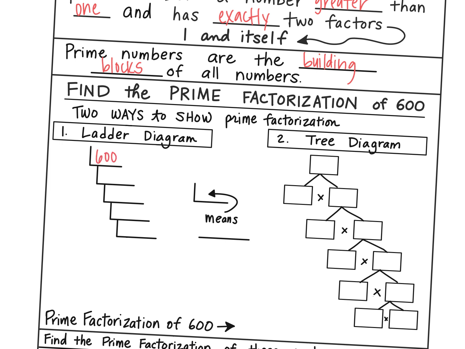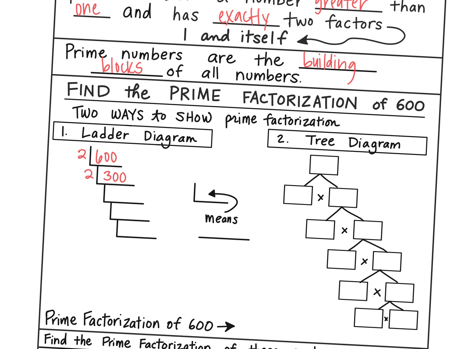We're going to do the ladder diagram first. What does that look like? If I flip it upside down, it almost looks like a division bar. So I'm kind of dividing. 600 is even, so I can divide it by 2. It's like an upside down division problem, and I'm factoring it down, kind of like a pizza, like how we did with order of operations. So 600 divided by 2 is 300.